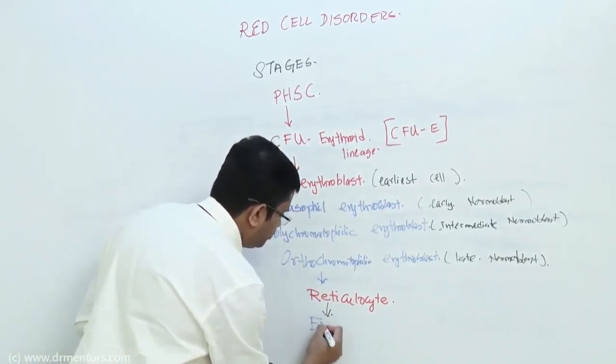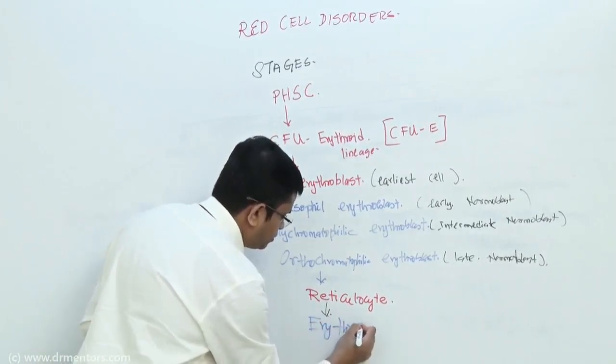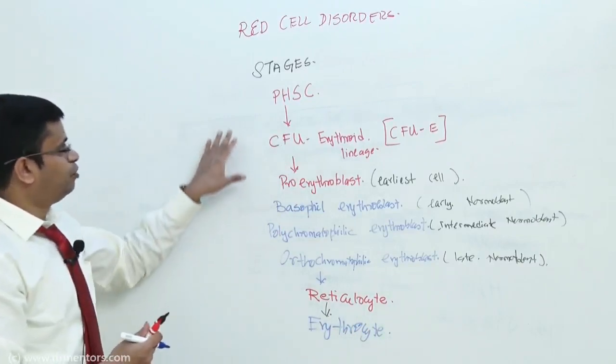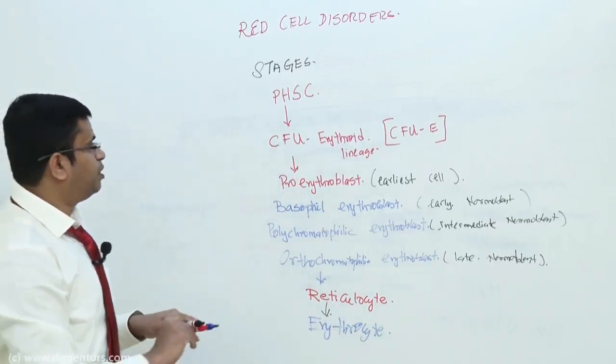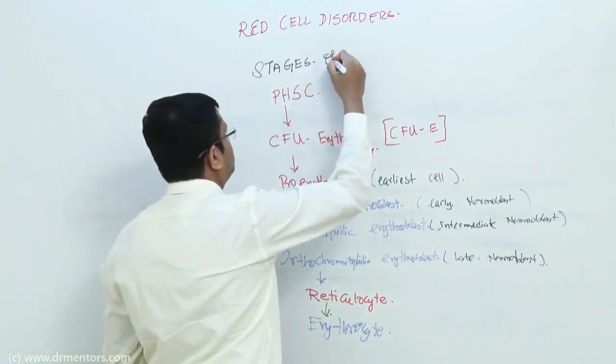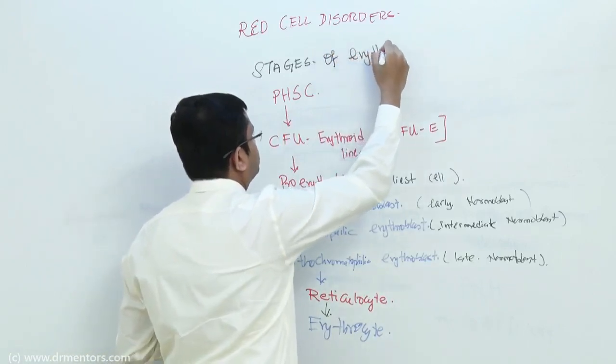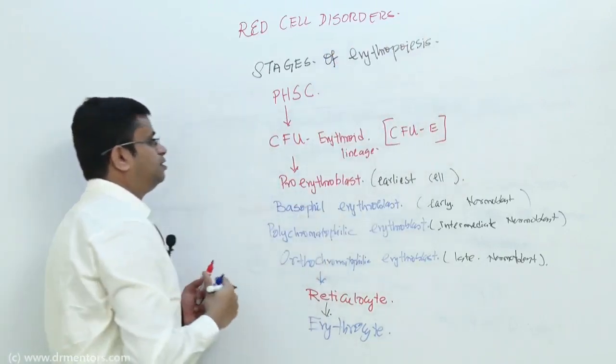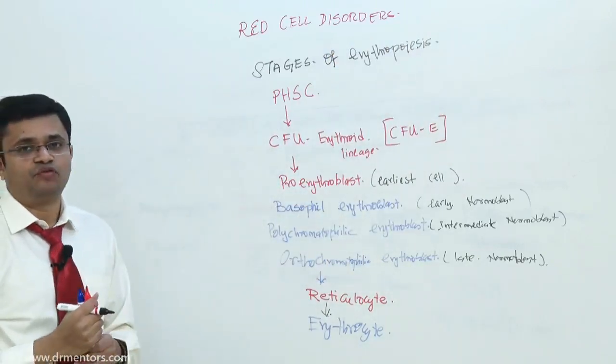The final step is your erythrocytes. So these are the stages of erythropoiesis. So if someone asks the stages of erythropoiesis, I think we are done. That's all the stages we have to know for exams.